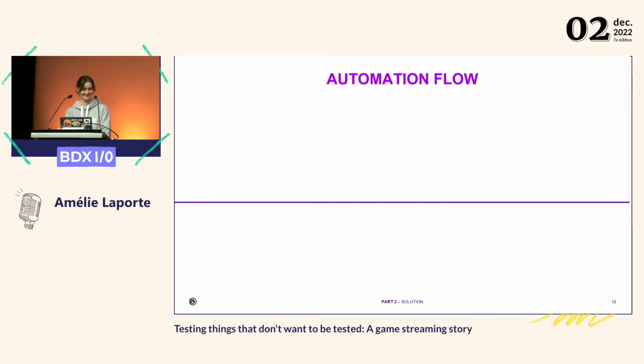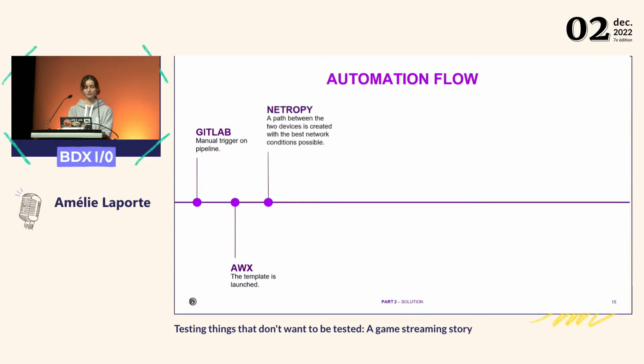So I have a flow of how it works. First, a user can manually trigger the pipeline on GitLab. It will launch a template on AWX, and the template is actually just the Ansible playbooks behind it. And then the playbooks will perform multiple actions. First, it will create a simple Netropy path. A path is actually the definition of the network conditions that is applied between the two devices. First, we want a good network, because we don't want to have any impact on the rest of the pipeline. Then we will unlock the host, and we start to gather data from the streaming application that we will launch.